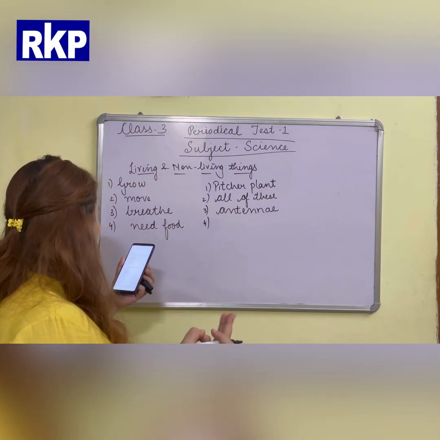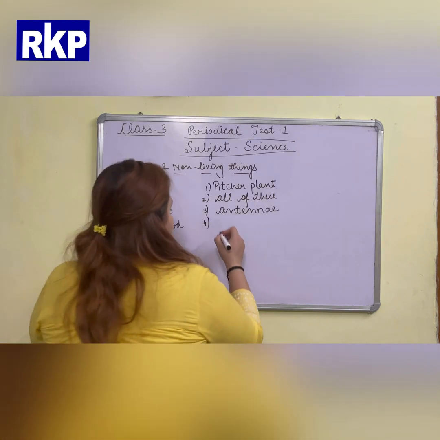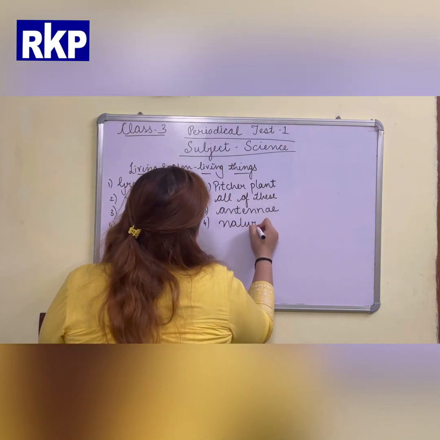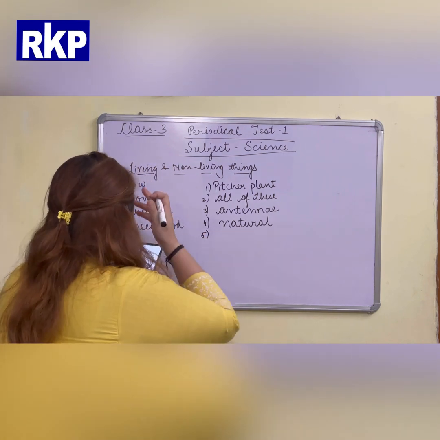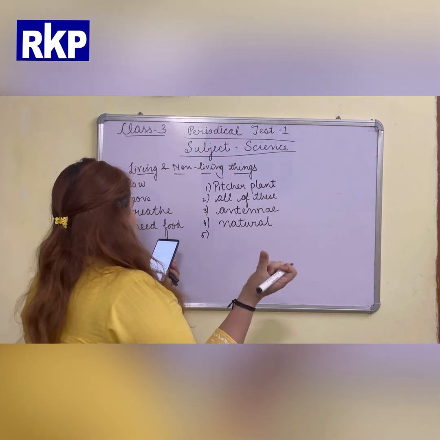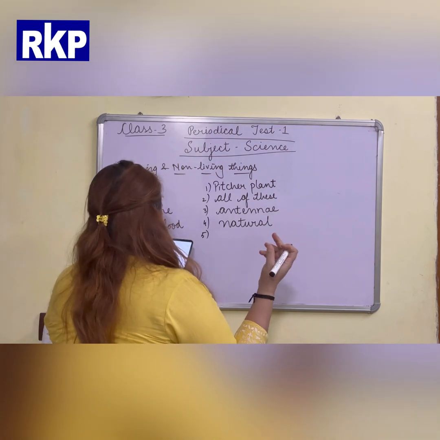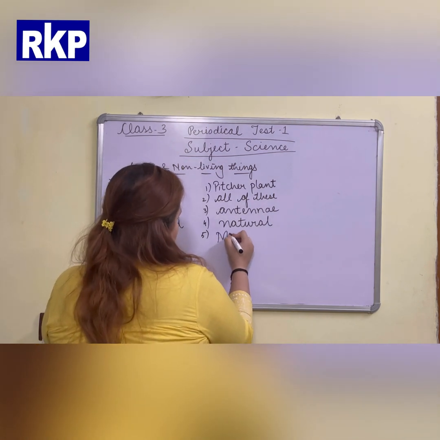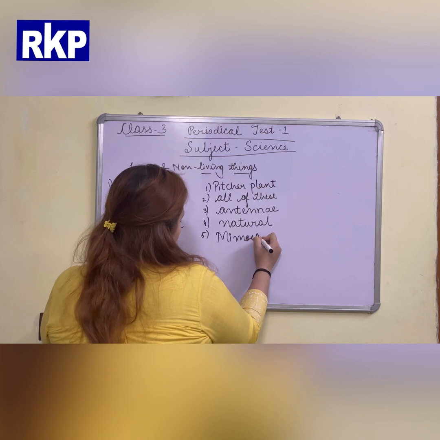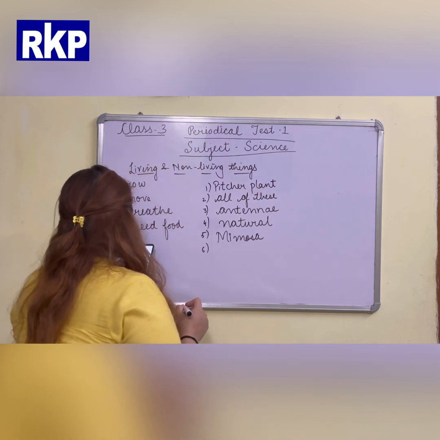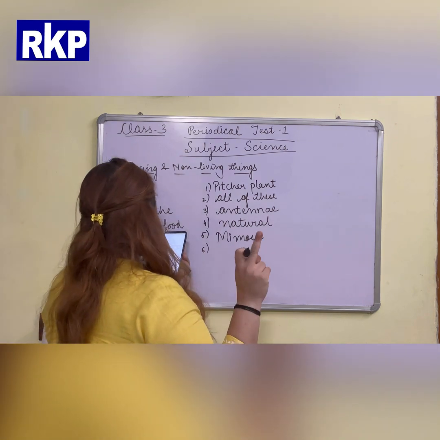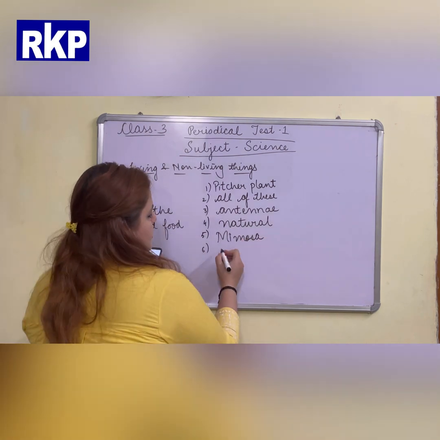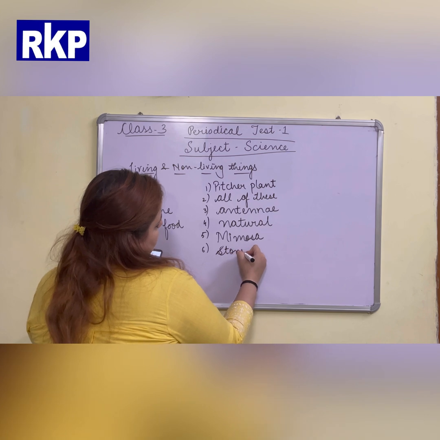Next, the things like sun, water, mountains are called dash: non-living things, natural things, man-made things. The answer is natural things. Next, leaves of dash plants close when touched: rose, sunflower, mimosa, or Venus flytrap. The answer is mimosa. Next, the tiny holes present on the leaves of a plant are called air holes, stomata, lungs, or gills. The answer is stomata.